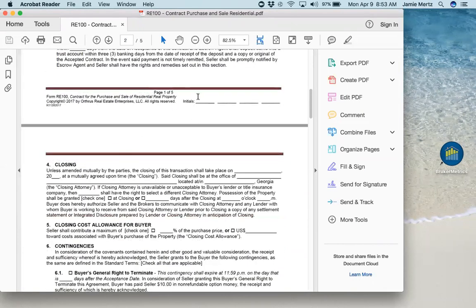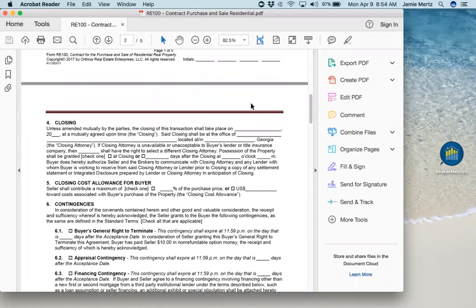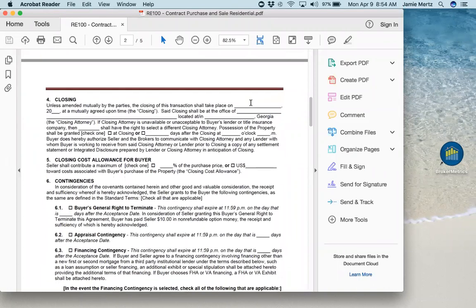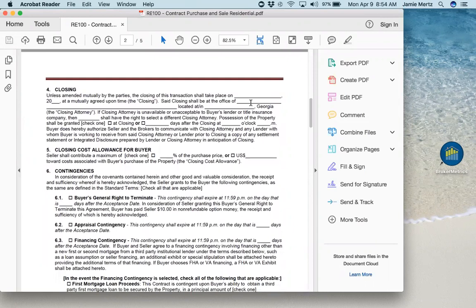At the bottom of page 1, please have your buyer initial the bottom of the contract. If you are the seller, make sure your seller initials the bottom of the contract as well. When you proceed to page 2, paragraph 4 talks about the closing. This is the date the transaction shall close on.